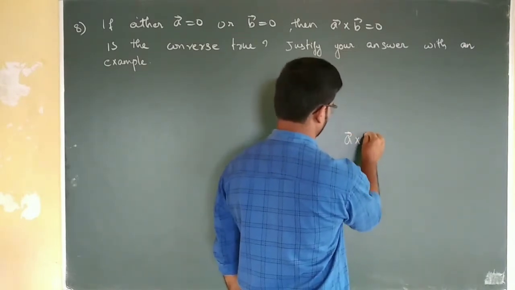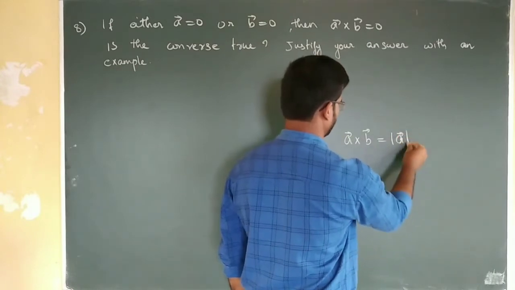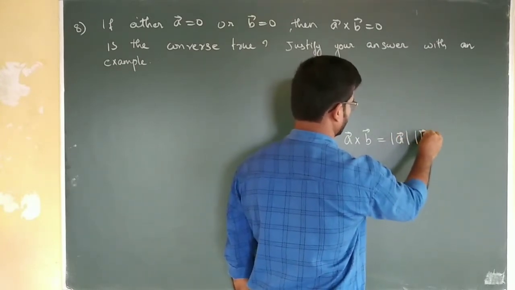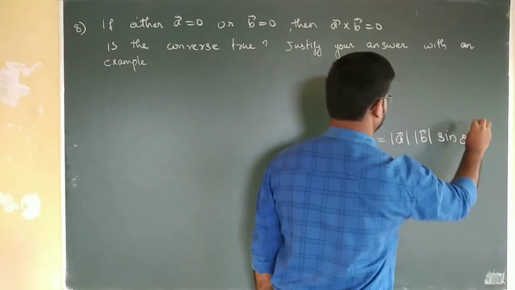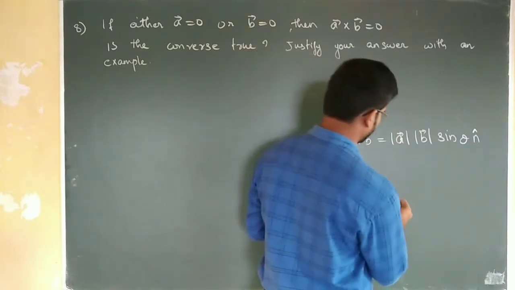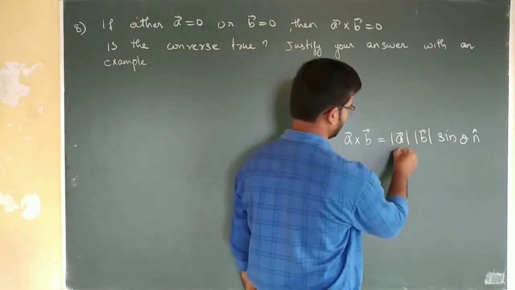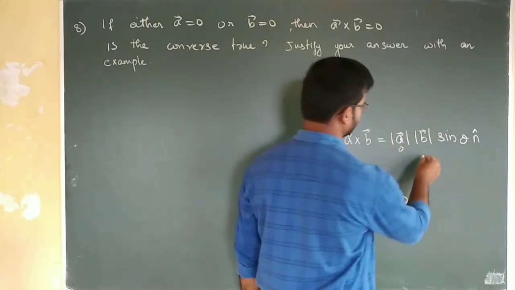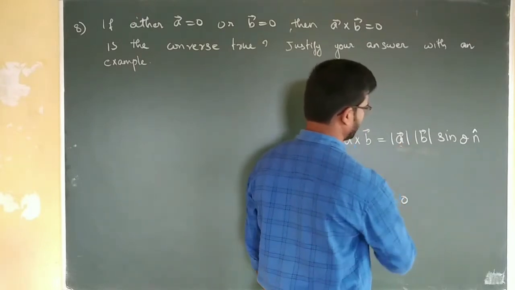A vector cross b vector equals magnitude of a vector, magnitude of b vector, sin theta n cap. This is our formula. We need the right side answer to be zero, so what are the possibilities? We can make the magnitude of a zero, otherwise we can make the magnitude of b zero also. That is two possibilities.